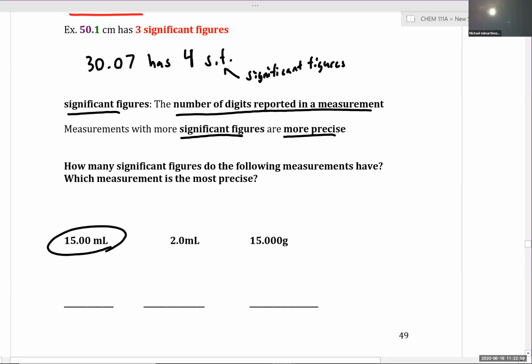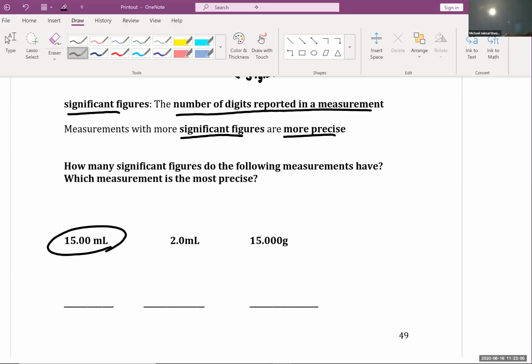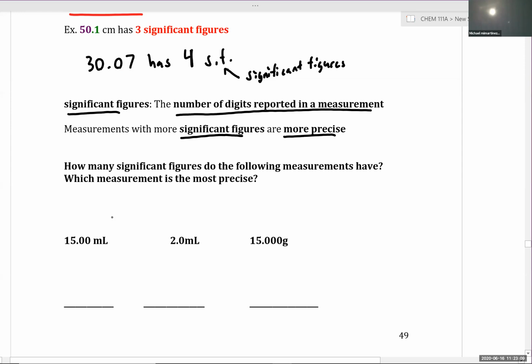So let's look at each of these numbers, and let's try to identify the total number of significant figures in each of the measurements. So 15.00 has how many sig figs? How many sig figs do we see in our first measurement? 4, yep. What about this second measurement, 2.0 milliliters? 2, yep. And 15.000 grams, how many sig figs do we have? 5.